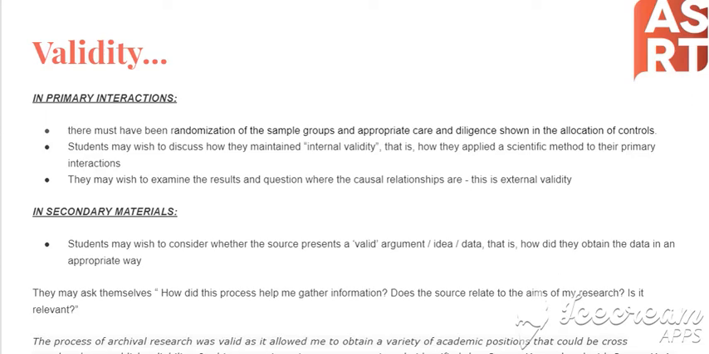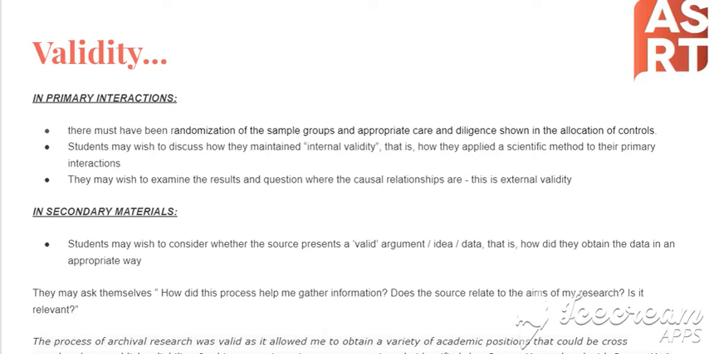When we're looking at primary interactions, a valid sample would be one that is measuring the appropriate group. So they'd be randomizing the test, they'd be getting the right control measurements happening, and they've applied a scientific method to their research. In the secondary materials, and this is where it tends to come up more, particularly for a lot of students who are trying to say that their source was appropriate, what we've got is actually thinking about causal, did this research actually answer my question? Was it an appropriate source to use for my question?